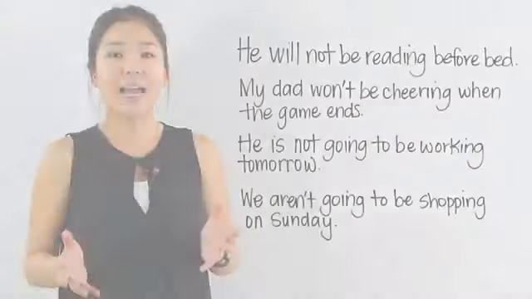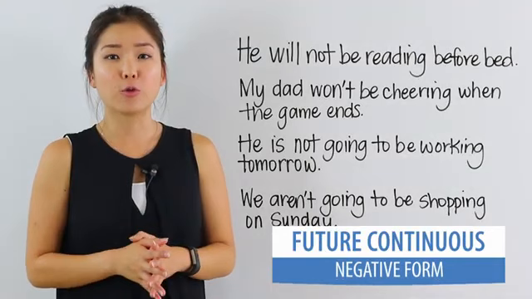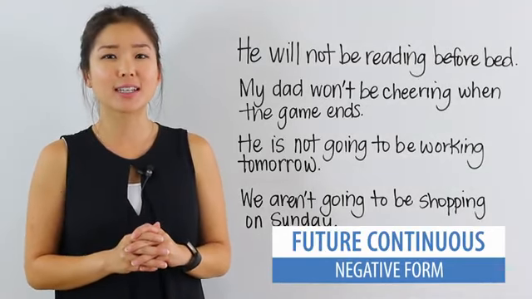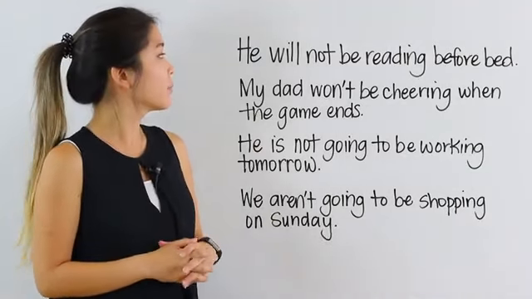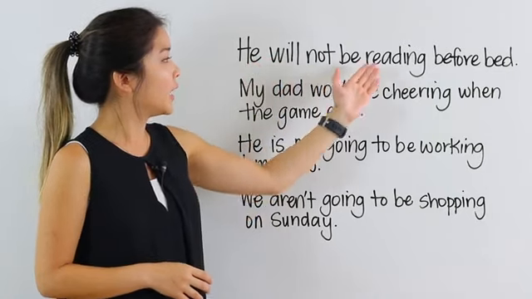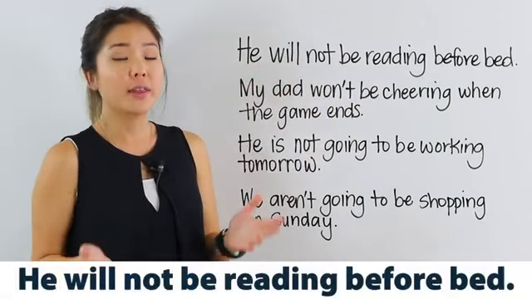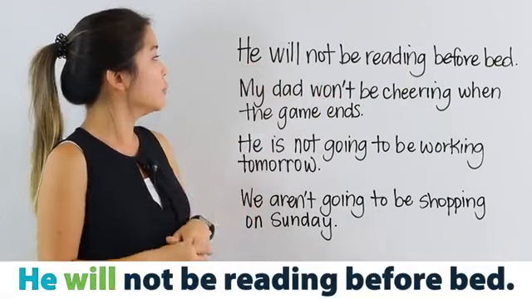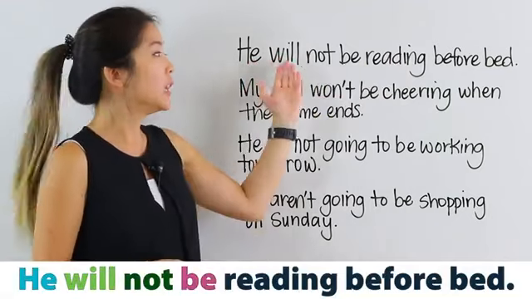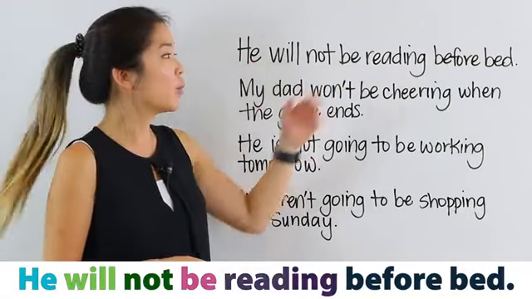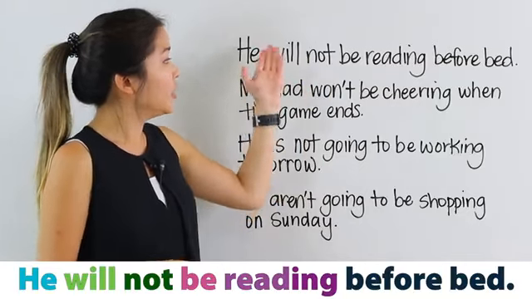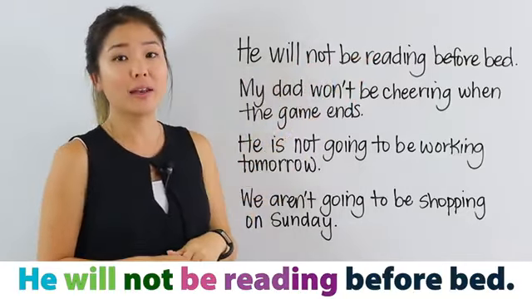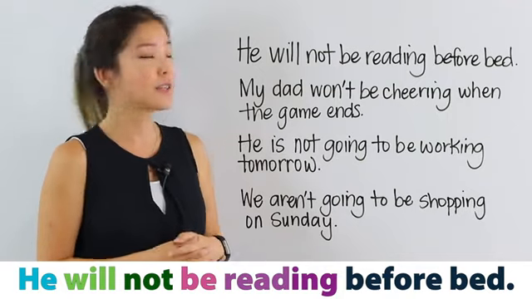Let's move on. Now, I'll talk about the negative form of the future continuous tense. Here are some examples. He will not be reading before bed. For the negative form, after the subject and will, we say not be and then verb ing. He will not be reading before bed. He'll be doing something else.